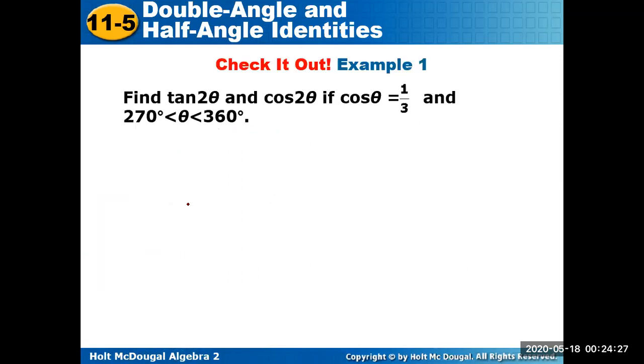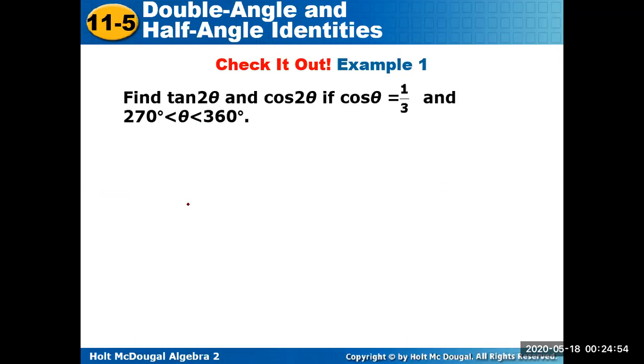Now, the same similar example. Just go through it quickly. They asked us to find tan 2 theta and cosine 2 theta. Cosine theta is given to me. So if cosine theta is given, for tan 2 theta, I need to find the value of tan theta.